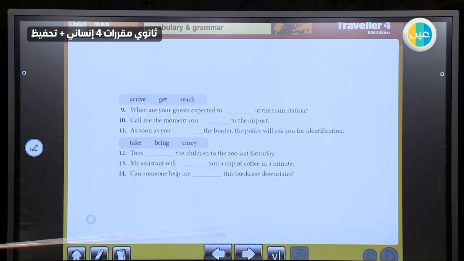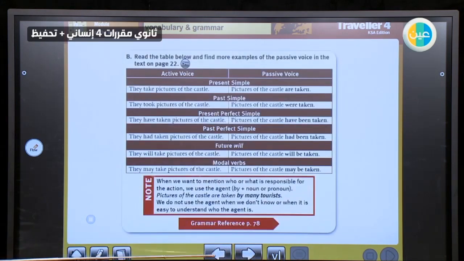We have also arrive, get, and reach. Usually arrive is followed by at, get followed by to, and reach followed by the noun, the border, for example. We have take, bring, and carry. Take, that you take someone or something to another place. Bring is the opposite, that you give something to someone. And finally carry, that you have something and move with it. These are the differences.